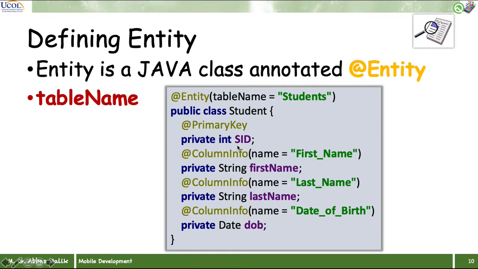The same thing if we talk about the SID, that is student ID we're talking about. I'm annotating that specific field, that specific column, with a specific annotation, and we are saying that @PrimaryKey, and you know what a primary key in a database means. This is a column which helps us to uniquely identify one record inside our database table.